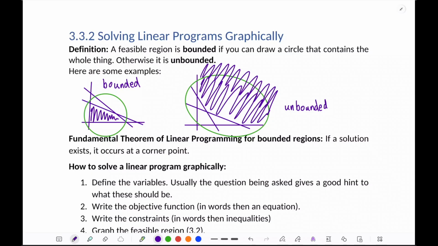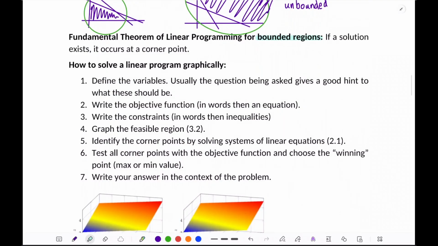Fundamental theorem of linear programming for bounded regions. We are going to deal with unbounded regions, but if it's bounded, if a solution exists, it occurs at a corner point.